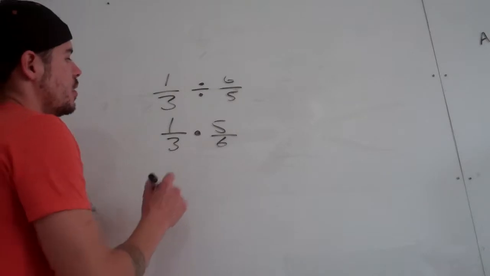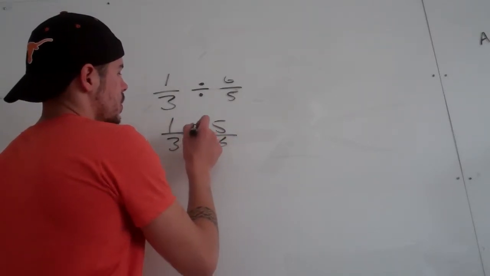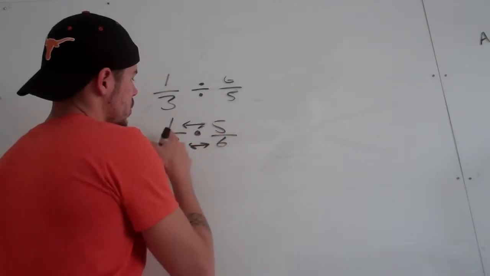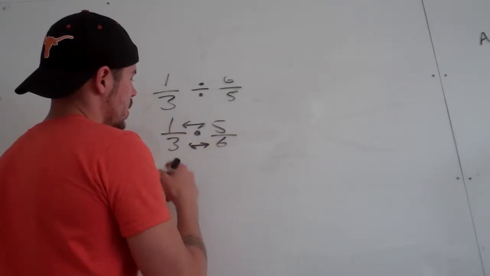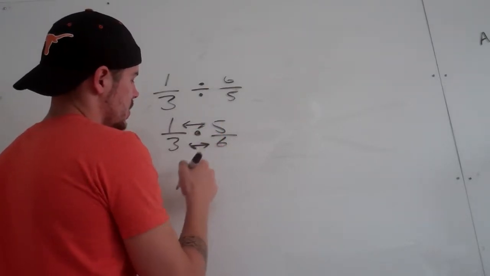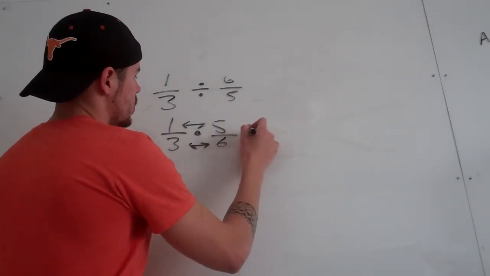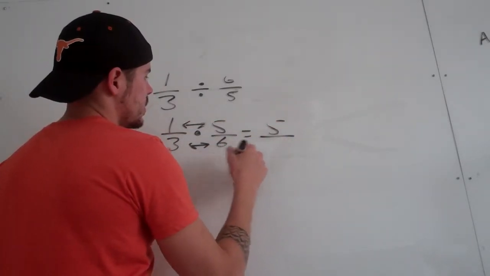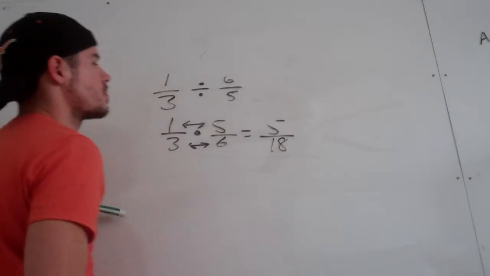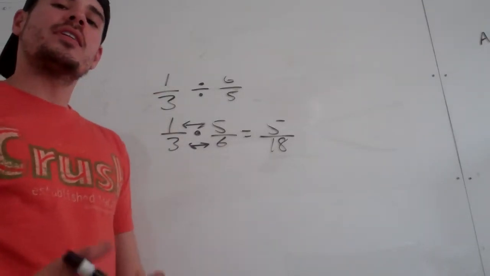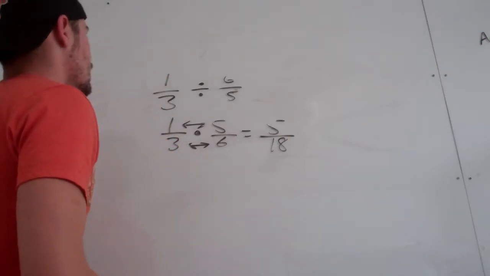All we have to do now is multiply these two together. So the top is going to be 1 times 5, and the bottom is going to be 3 times 6. So this is going to equal 1 times 5 is 5, and 3 times 6 is 18. Now, once you get the hang of this, you may not want to do it this way.